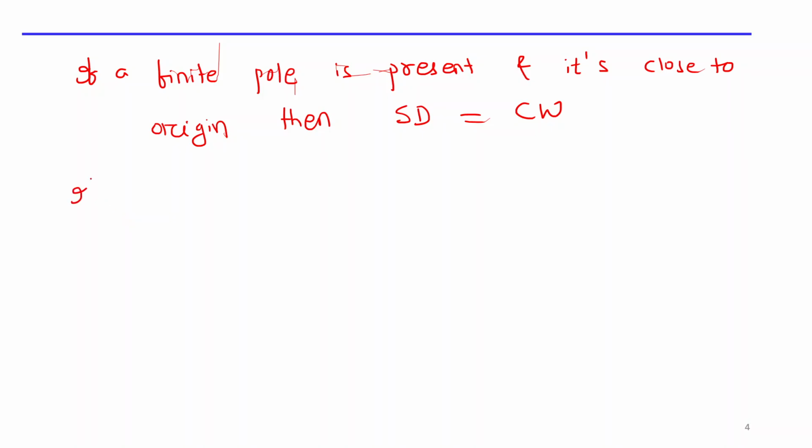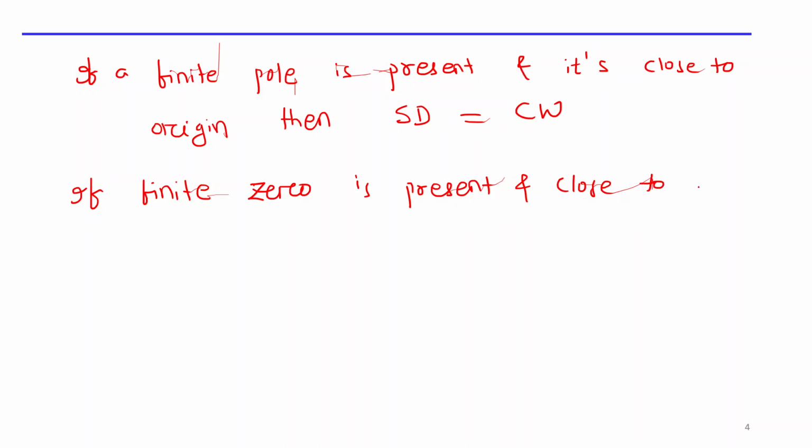Okay, if a finite zero is present and close to origin, then the starting direction is anti-clockwise. Just these 4 points you have to memorize, because then all the questions of polar plot and Nyquist plot are very easy.